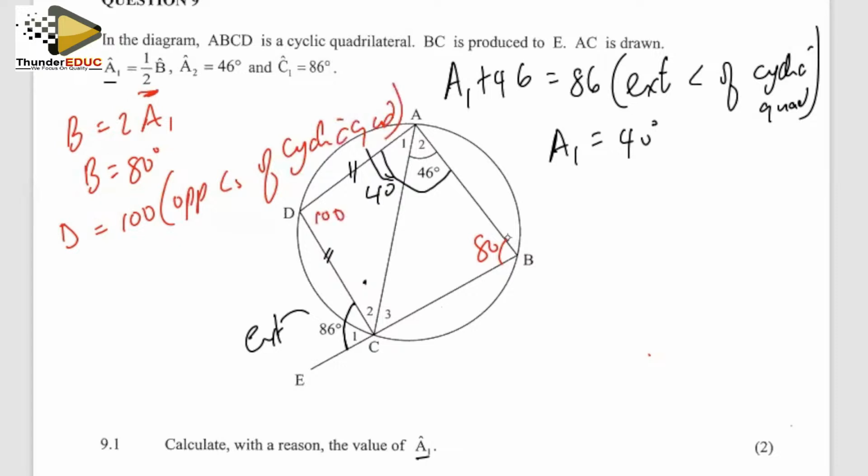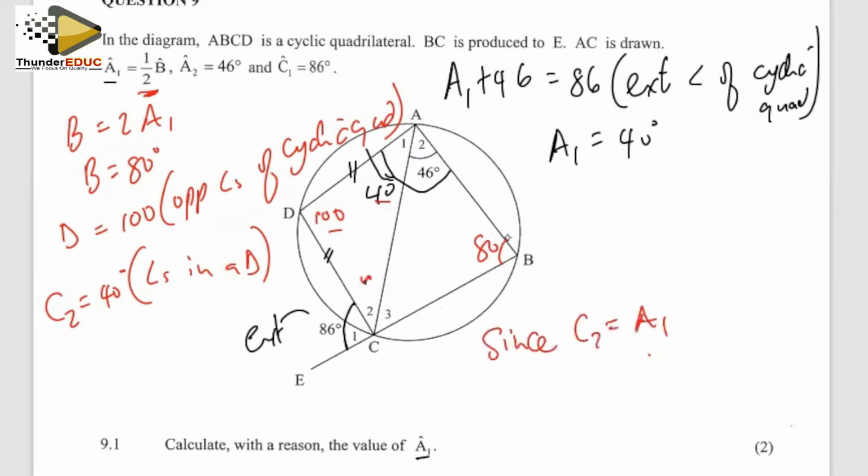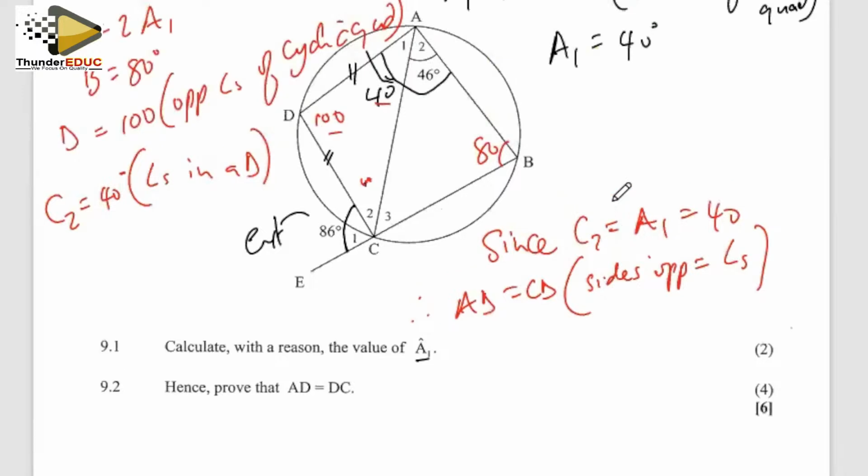If that's 100 and that's 40, we can find C2, which means C2 is going to be 40, angles in a triangle, because 40, 100, and 40 must give us 180. Now you can say that since C2 is the same as A1, which is 40, therefore AD is the same as CD or DC. Reason will be the sides opposite equal angles, or the converse of angles opposite equal sides. So that is how we would have gone about with 9.2.